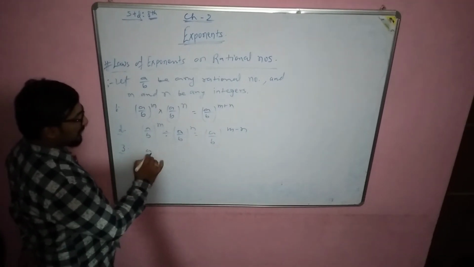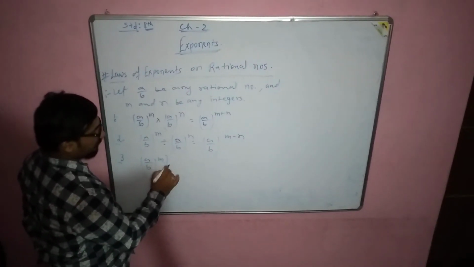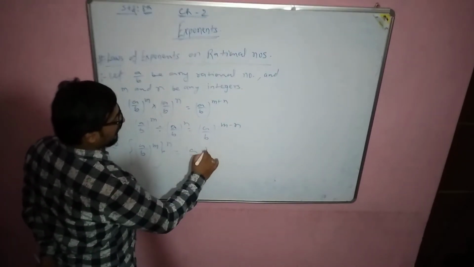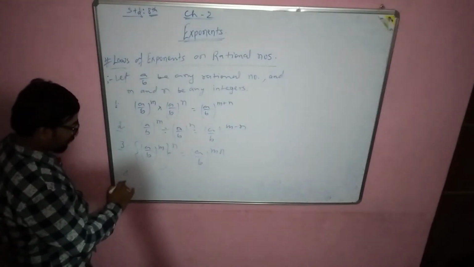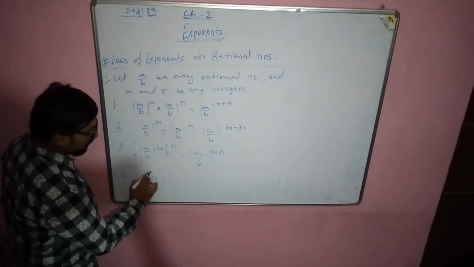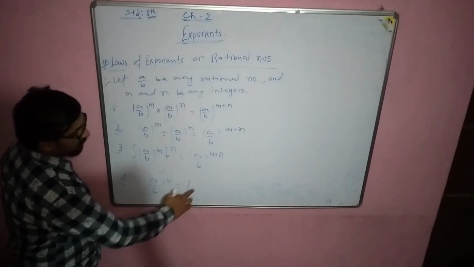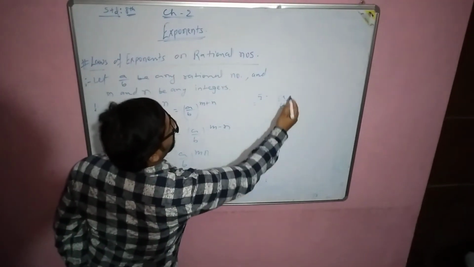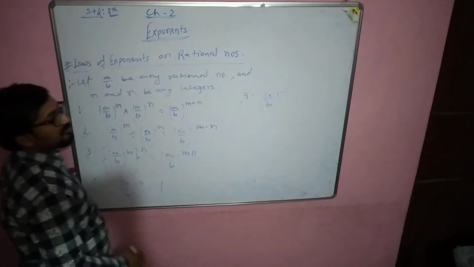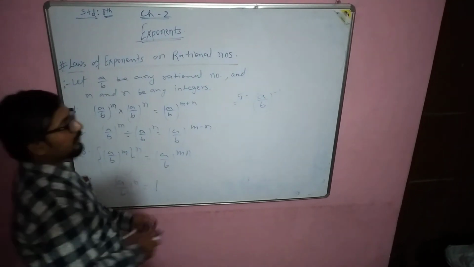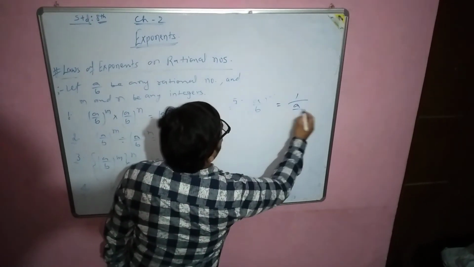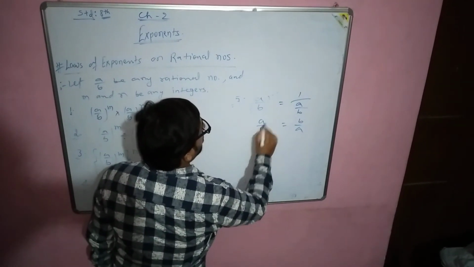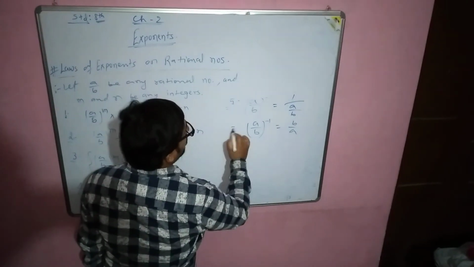Now third rule: (a by b) raised to the power m, raised to the power n, then (a by b) to the power m into n. Fourth rule: (a by b) raised to the power 0, its value is 1. Now rule 5: (a by b) to the power minus 1, its value is 1 by (a by b), and now the result becomes b by a. So (a by b) raised to the power minus 1 means this one.